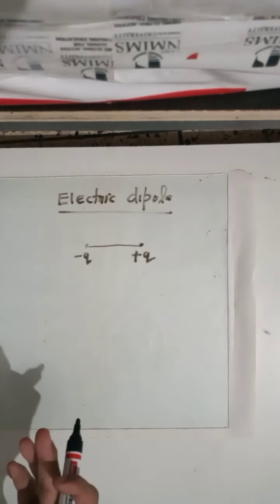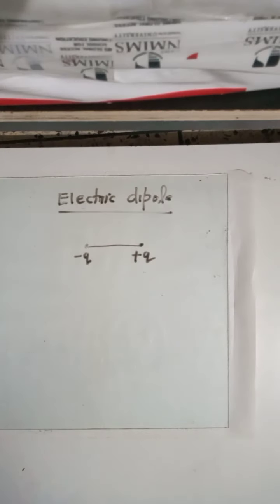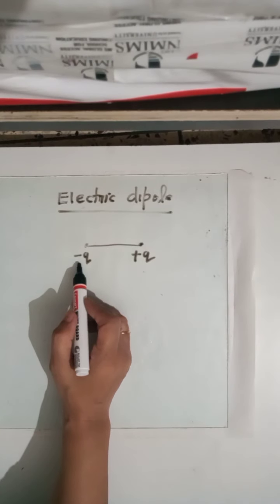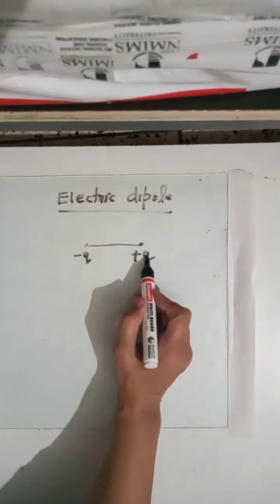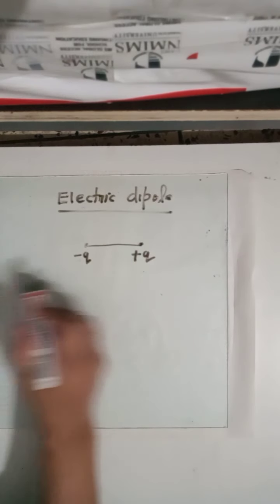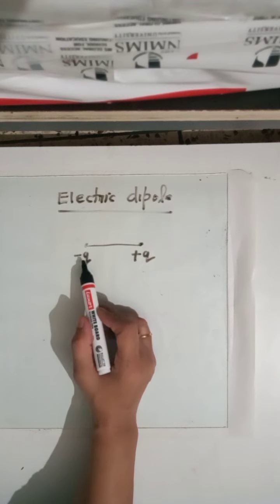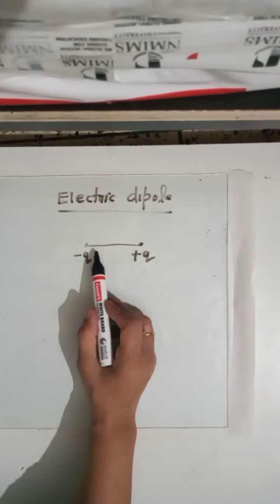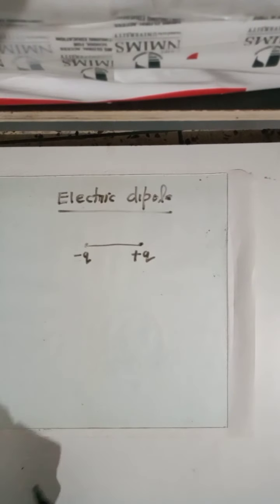In other words, we can say an electric dipole is the system of two equal and opposite charges separated by a small distance. Here I have taken the minus sign on the left side, and on the right side we have taken the positive sign, just like a number line. First comes the smaller number, and then the greater number, then the next greater number, in the same way.